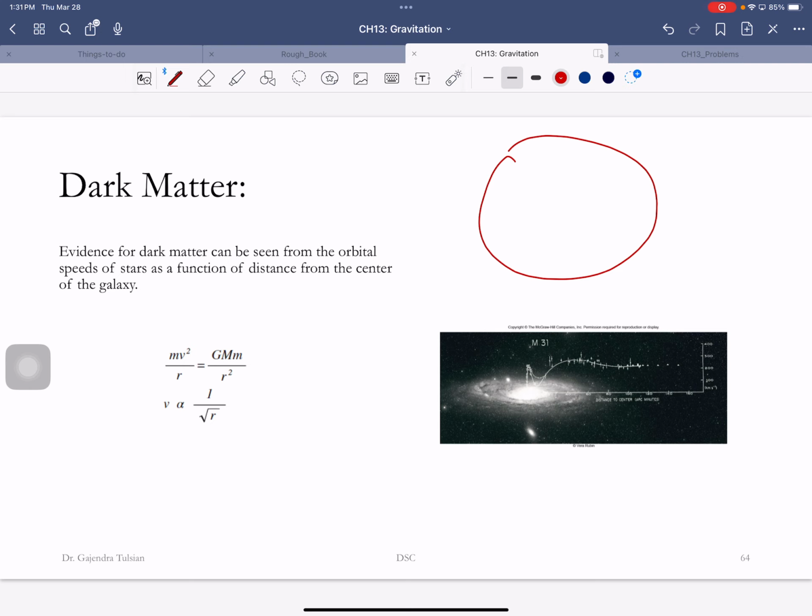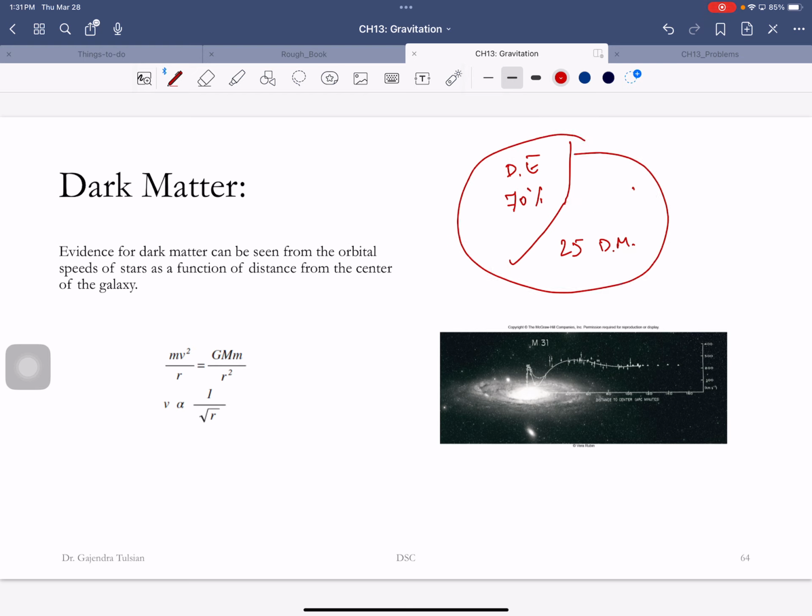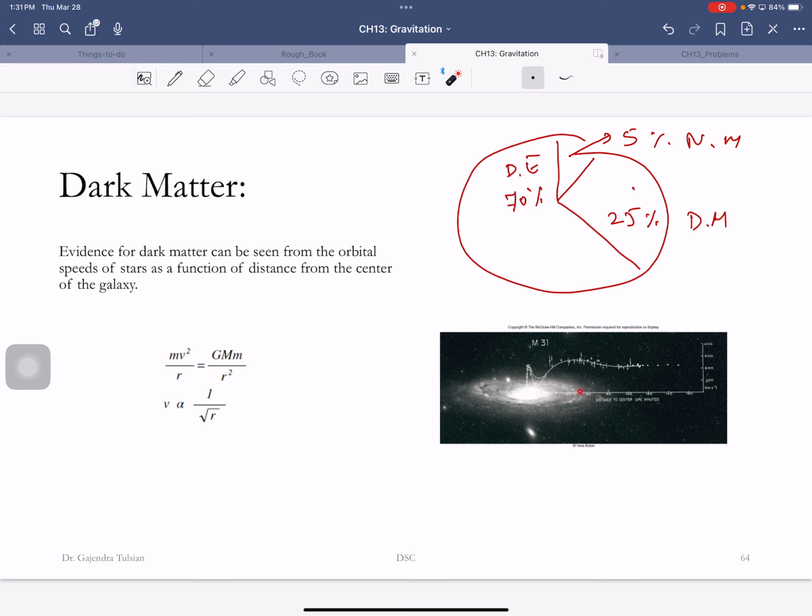But the universe today is roughly 68%, or we'll keep it simple, 70% dark energy, 25% dark matter, and 5% normal matter. I could do a better diagram. 70% dark energy, 5% normal matter. This curve, which was measured in the 40s, is one of the first pieces of evidence of dark matter.